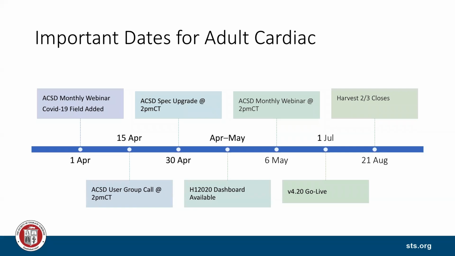And then our next monthly webinar is May 6th, and our tentative, or hopeful, go live date, what we're aiming for, is July 1st, still being evaluated for version 4.20. And then August 21st is the harvest close for Harvest 3, which will combine Harvest 2 and 3, and I'll get more into that in just a second.